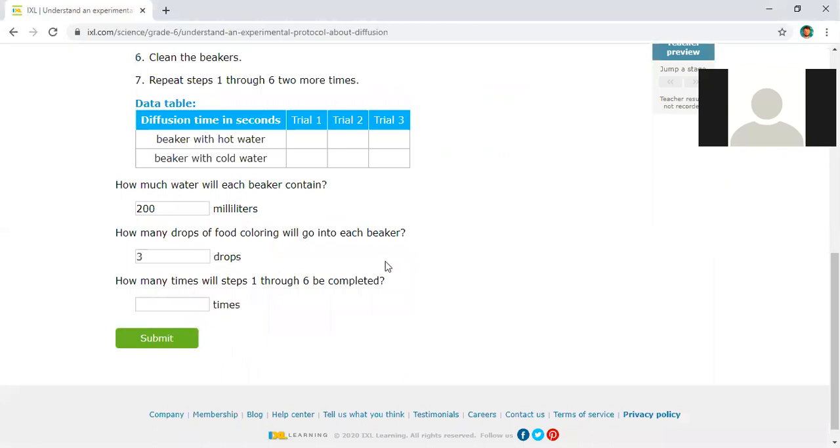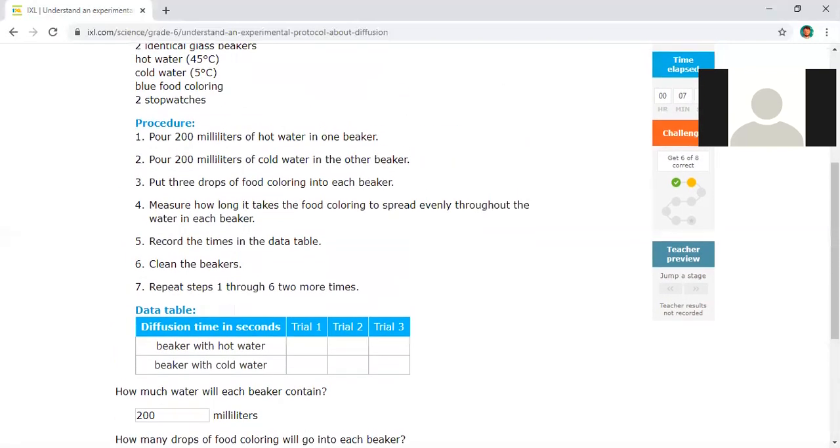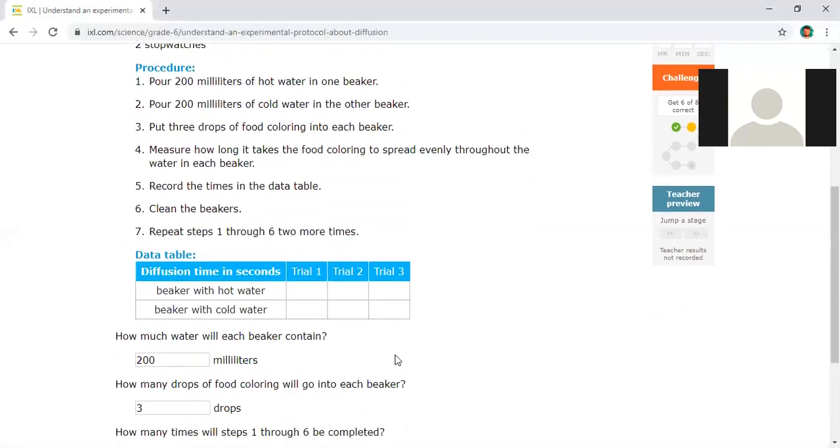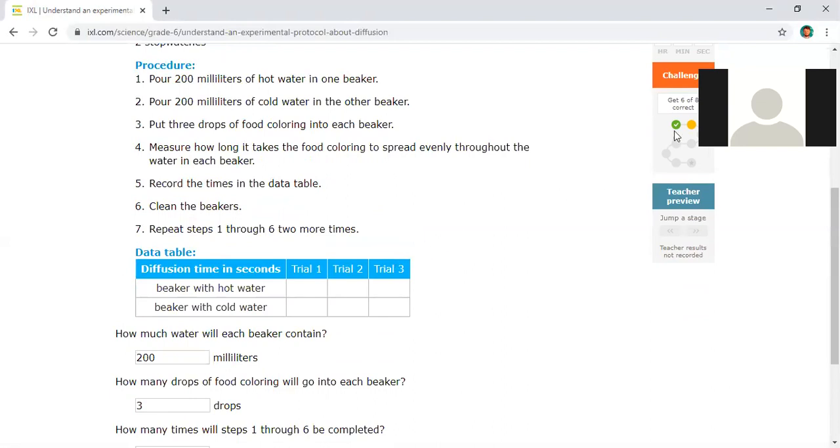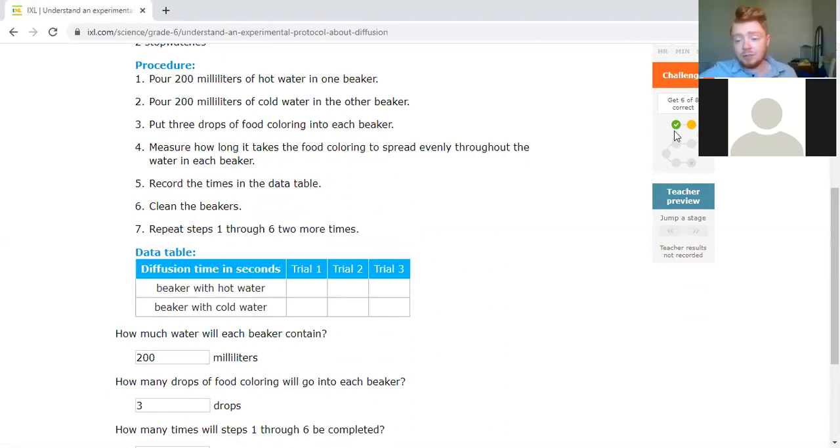Okay, boom. Right, now I'm going to scroll down. How many times will steps 1 through 6 be completed? So how many times are we doing steps 1 through 6? Again, it is in our procedure.